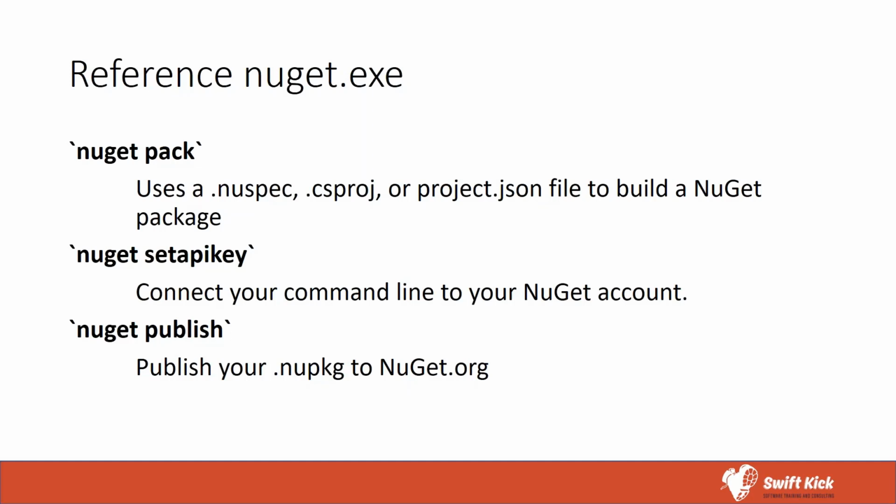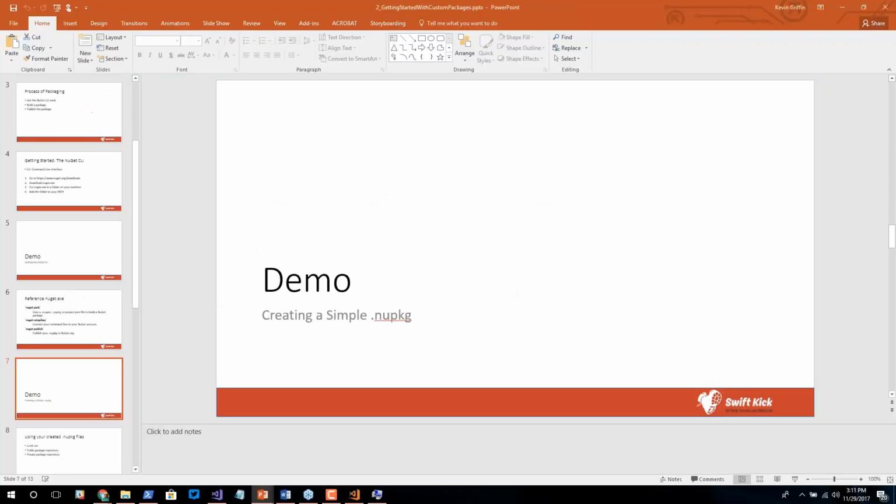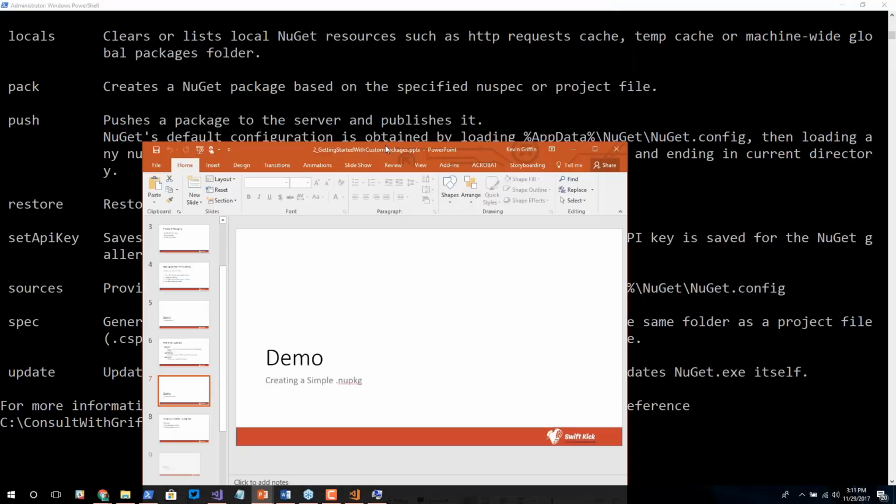If you're ready to take your NuGet package and push it up to NuGet, we can use NuGet's set API key to tell NuGet who we are. You have to make sure you have an account on NuGet before you push anything up to the public repository, and you do all that connection with API keys. And then finally, NuGet publish takes our new pack file, which is the NuGet package, and sends it up to NuGet.org. We're going to walk through that entire process right now.